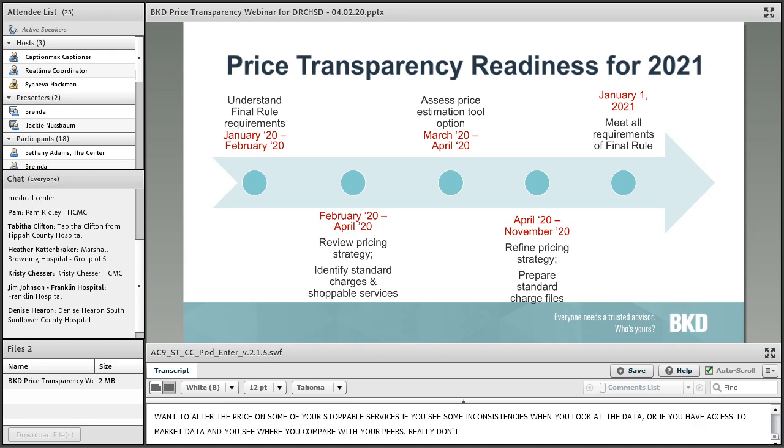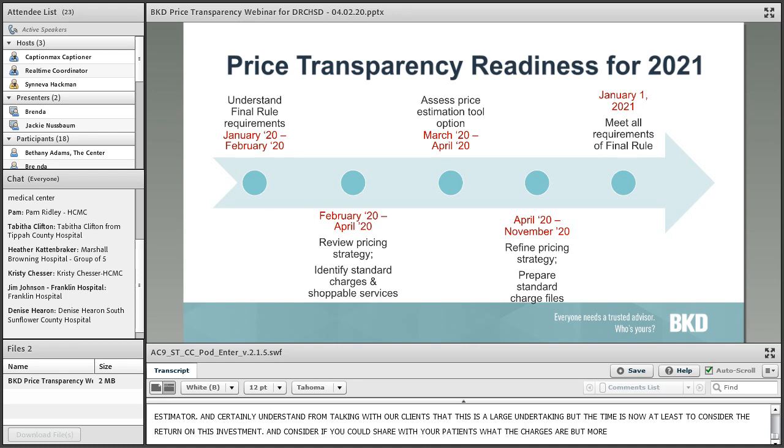A couple other things. I think there would certainly be some economies if you could incorporate your price transparency into your overall pricing strategy. So you maybe want to alter the price on some of your shoppable services if you see some inconsistencies when you look at the data, or if you have access to market data and you see where you compare with your peers. But really, don't underestimate this opportunity to really define what your overall pricing strategy is for the hospital.